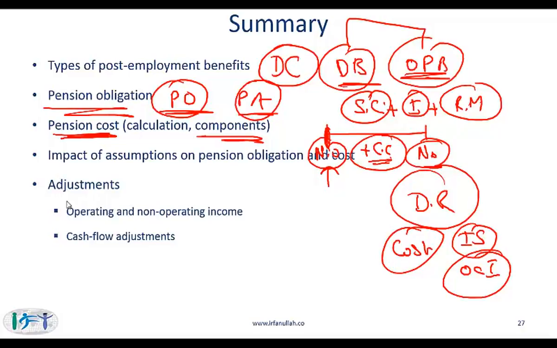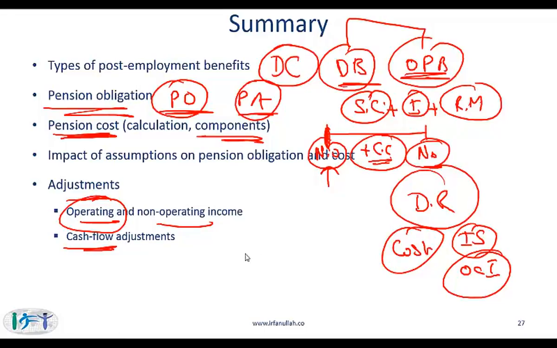What are some important adjustments? One had to do with operating and non-operating income. Remember that when you have a certain pension related cost, that pension cost has different components. Only the service cost is really an operating cost. But the way financial reporting works, all the costs are shown as operating. So you need to pull out the non-operating components. And what are the non-operating components? The interest expense, for example, would be non-operating.